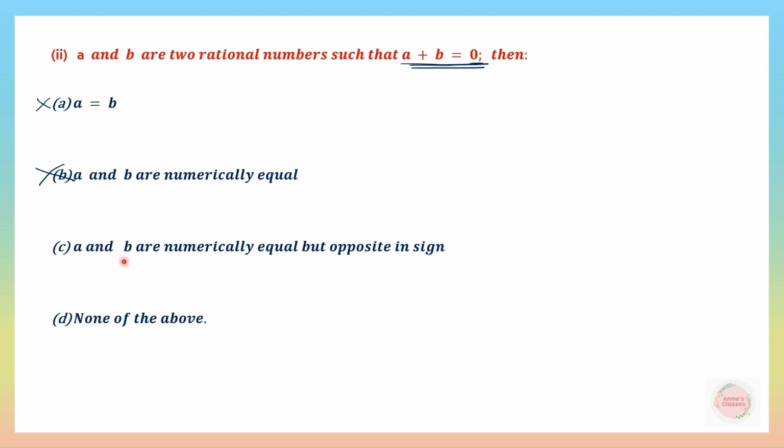Option C says A and B are numerically equal but opposite in sign. So that means if A is 2, then B is also 2 but opposite in sign, minus 2. So A is 2 and B is minus 2. Now A plus B, let's see how much it is. 2 plus minus 2, how much is it? 2 minus 2 is 0. So this option C is correct. Numerically they are equal, but they have to be opposite in sign like this. So our correct answer here is option C.